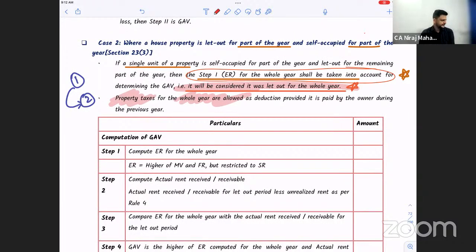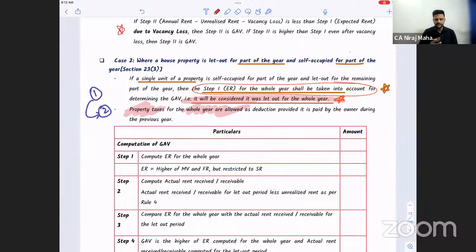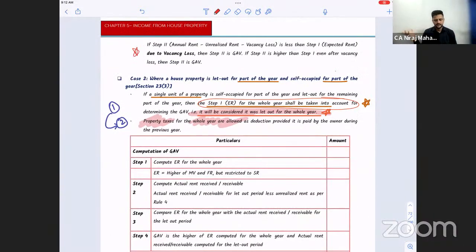At times there are cases of bungalows. The ground floor is occupied by the owners and the first floor is given on rent, or only one extra room is given on rent, and the remaining is self-occupied. Yes or no, everybody? They may have a separate entrance, but whatever said and done, one property is self-occupied as well as let out. That case also we have.